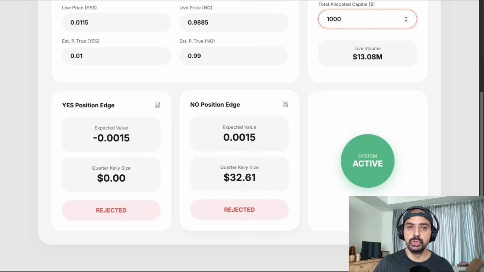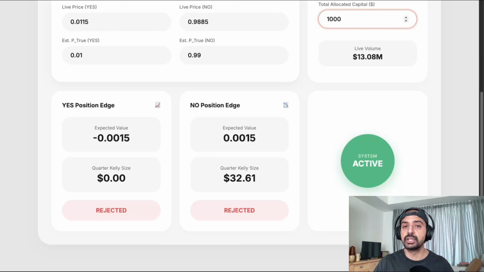But why did it come to $32.16? Well, basically, the Kelly criterion calculates the bet size that maximizes your logarithmic growth of your capital here, but also it minimizes the chances of ruin, right? So it doesn't want to blow your wallet up.